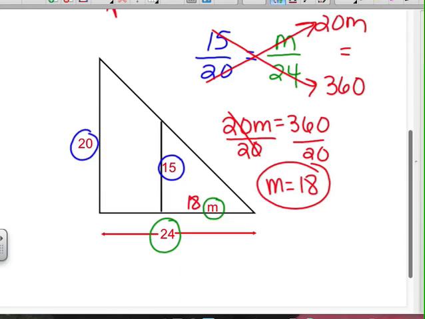We used a proportion and cross products to find the missing measurement on similar triangles. The way we set up that proportion is small over big, small over big. Cross products. Set them equal, solve for your variable.